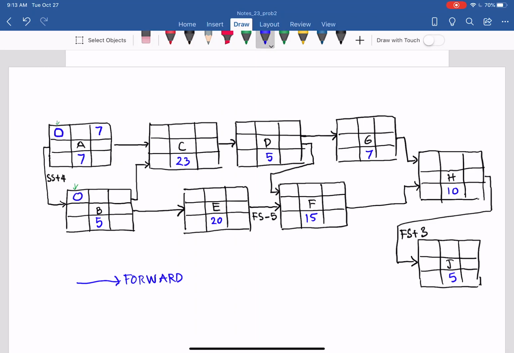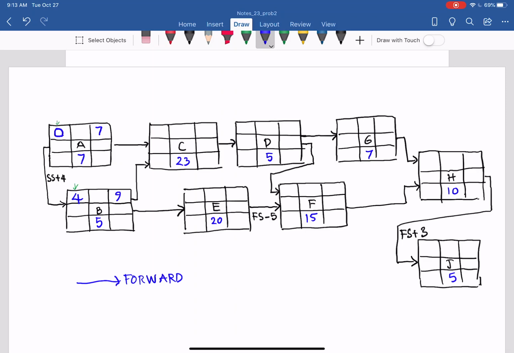Then you will have the early start of B not as 0, as in the previous problem. Now it can start 4 days after A starts. A starts at day 0, then B can start at day 4. So 0 plus 4 equals 4, and it's on the left side, so you fill it out on the left side. Now 4 plus 5, the duration of that activity, we have 9.